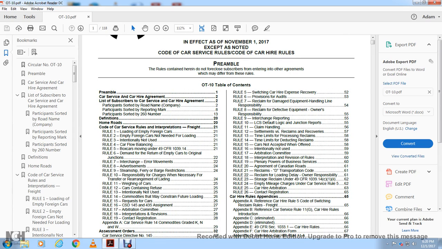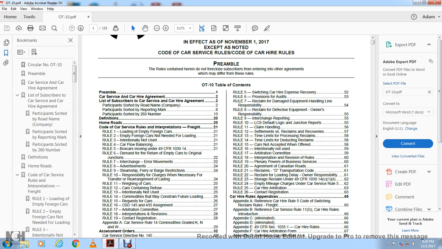Rule 5, switching car hire expense recovery. Rule 6, provision of cars. Rule 7, reclaim for damaged equipment, handling liability and responsibility. Rule 8, reclaim for defective equipment, owner's responsibility. Rule 9, interchange report. Rule 10, LCS defective junction report. Rule 11, claim handling. Rule 12, settlements, reclaim recoveries. Rule 13, time limits for processing reclaims. Rule 14, time limits for deducting reclaims. Rule 15, cars not acceptably offered.